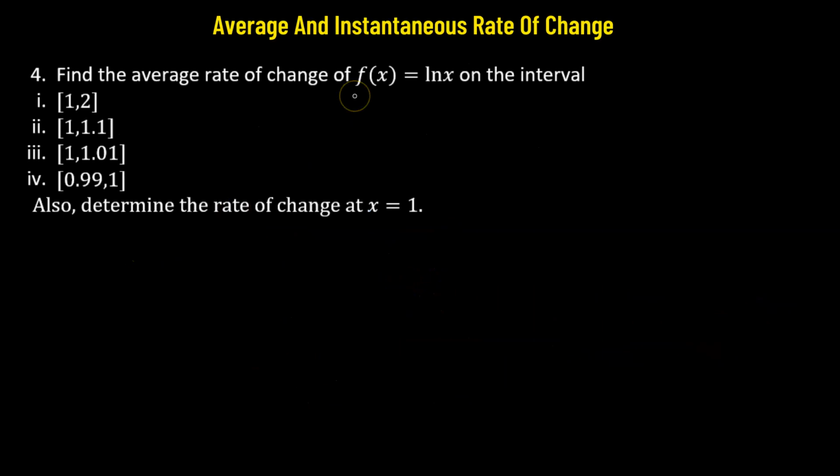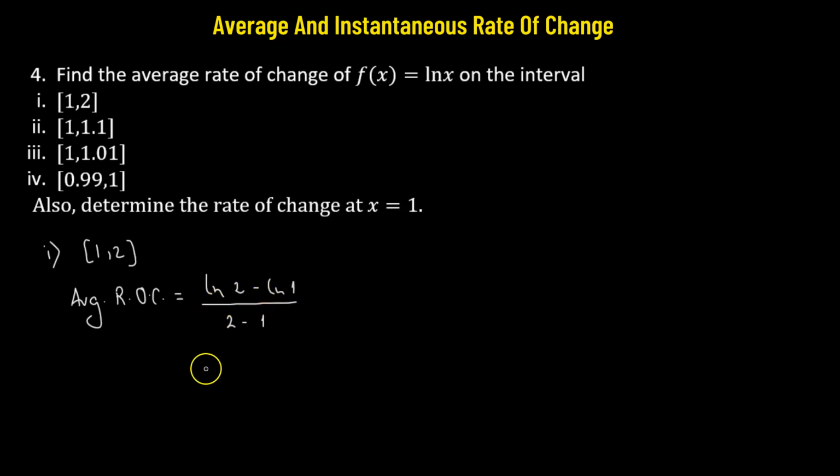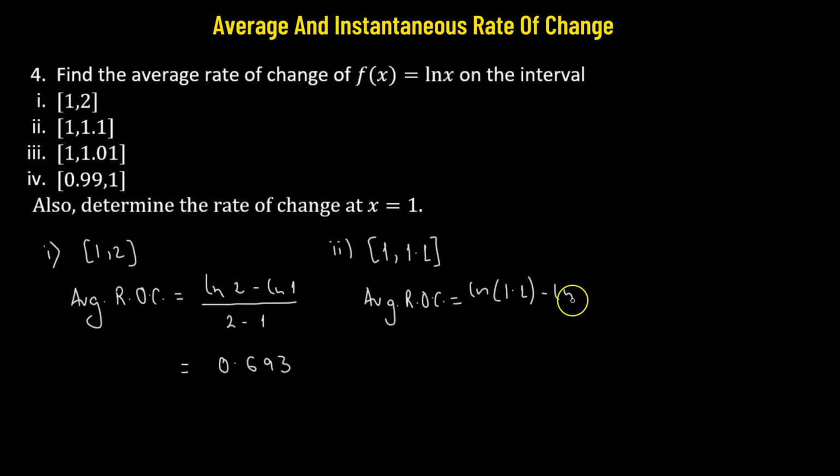So problem number 4, we have the natural log of x function. Let's start. For interval 1, 2, we have natural log of 2 minus natural log of 1 divided by 2 minus 1. This is going to give us the value 0.693. Number 2, on the interval 1 to 1.1, the average rate of change will be natural log of 1.1 minus natural log of 1 divided by 1.1 minus 1. So this is approximately 0.953. This is also an approximate value.